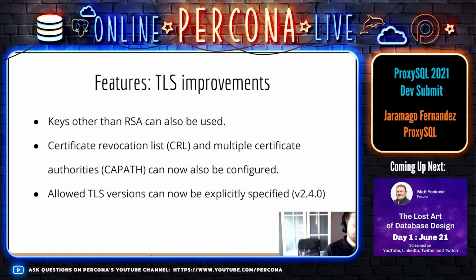Okay, further TLS improvements. Since version 2.0.0, keys other than RSA can also be used, for example ECC keys. Also, certificate revocation lists and multiple certificate authorities can be configured. And since the newest major release, 2.4.0, TLS versions can now be explicitly specified, including the deprecated versions TLS version 1 and TLS version 1.1. In case you want to use these deprecated TLS versions, ProxySQL will issue a warning since we don't recommend their use.